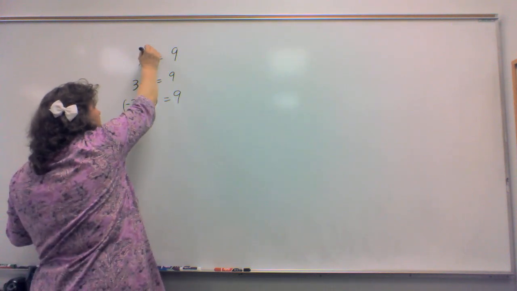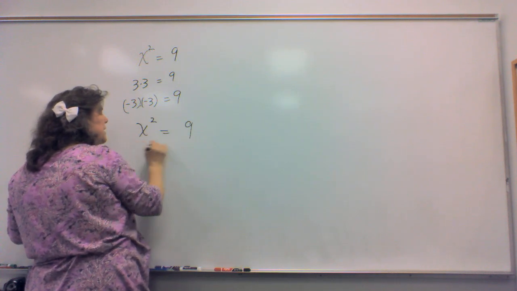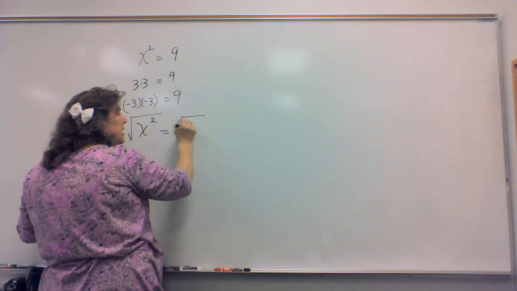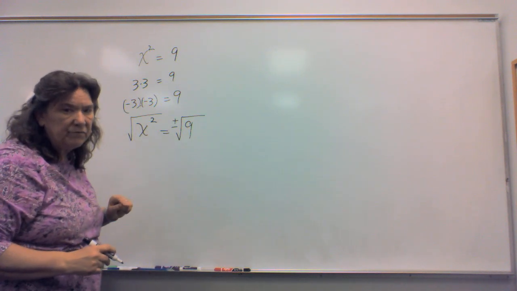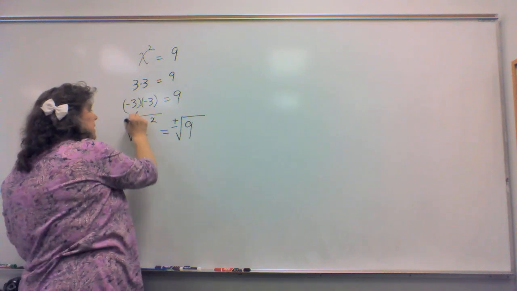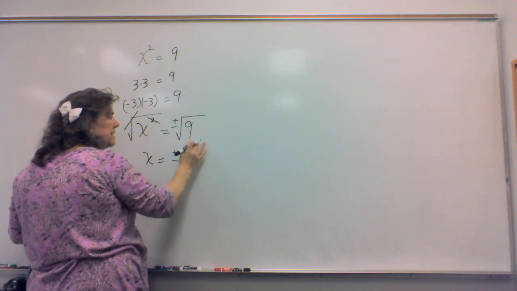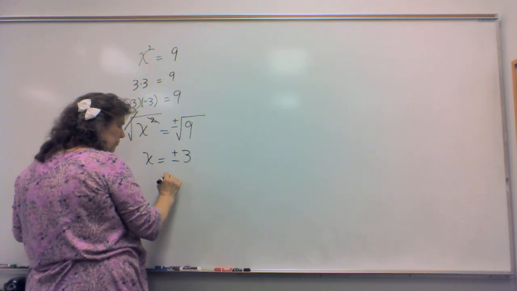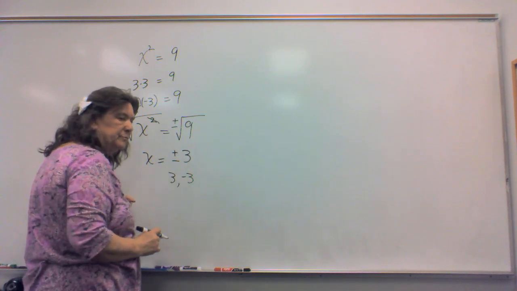Therefore, when we undo that, we are going to have to undo that square with the square root, but when we undo it here, you have to have both the plus root and the negative root, so you have to designate it. This undoes that, so x is equal to plus or minus the square root of 9, which is 3. So that gives you both your positive 3 answer and your negative 3 answer.